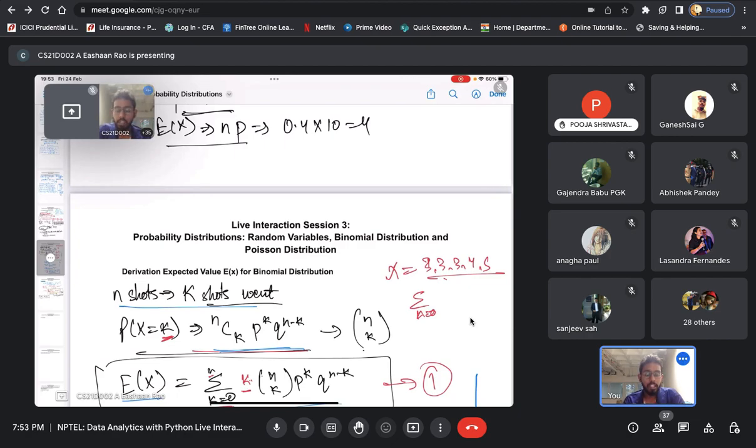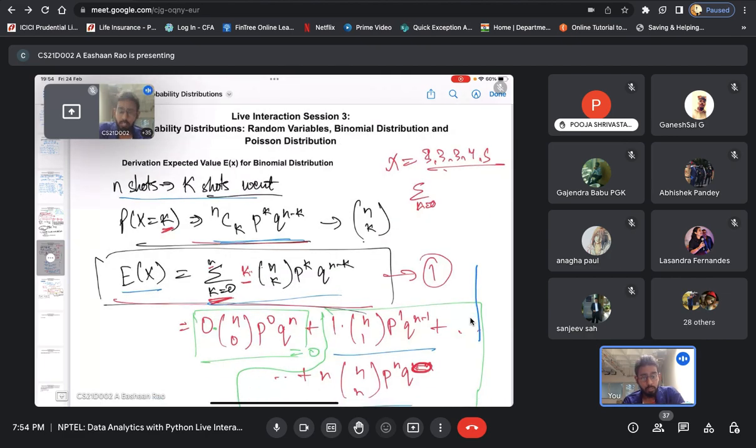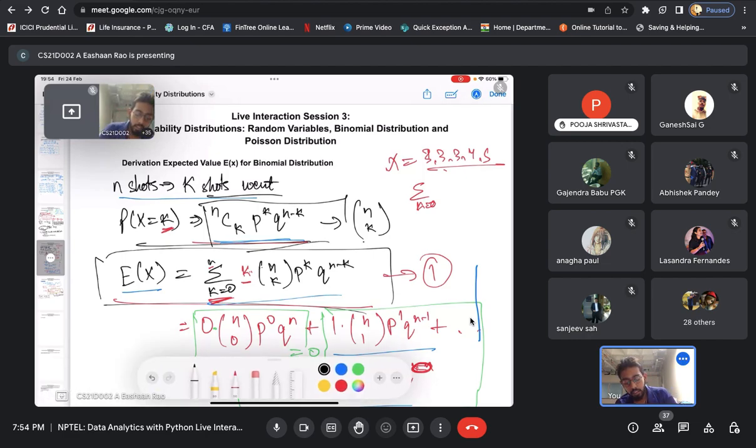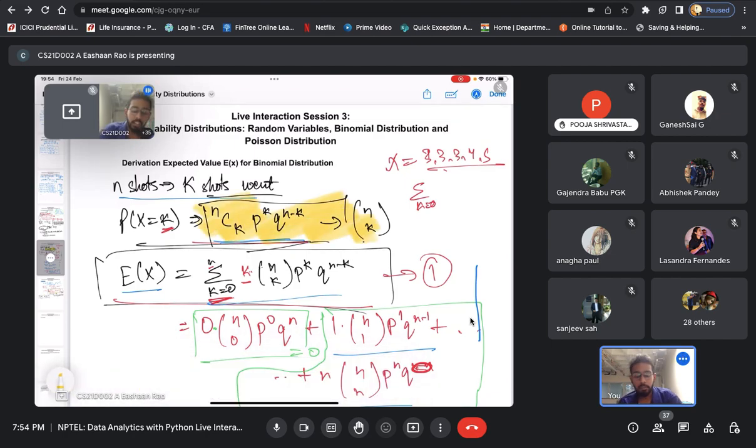That means in total I will take n shots, out of which k shots went into the basket. So how can I solve that? We can solve that using binomial distribution, that is using the nCk value. Using this binomial distribution, I can take it out, but to find the expected value, I need the expected mean value of that particular instance.